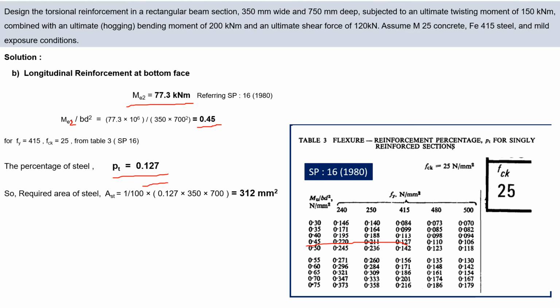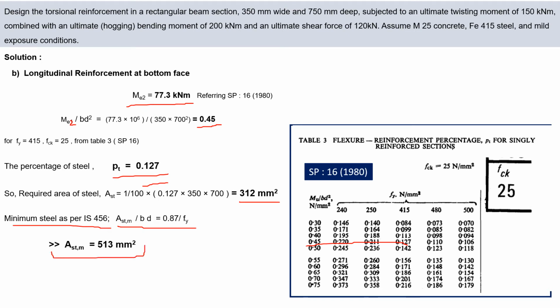So required area of steel, based on this percentage of steel 0.127, we have calculated: 312 millimeter square area is required, which we have to provide at the bottom face. Now, since this area of steel required comes out to be a very lesser quantity, we are making a caution here: what is the codal recommendation for minimum area of steel. Based on the formula in IS 456, we are going to calculate the minimum area of steel recommended by IS 456.